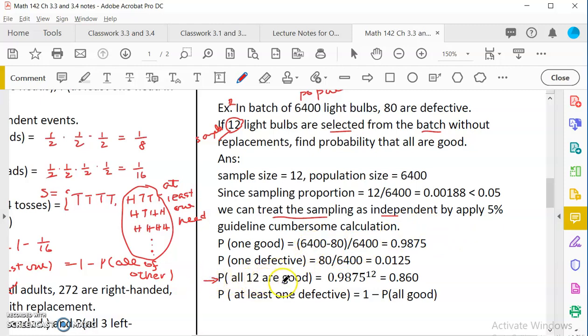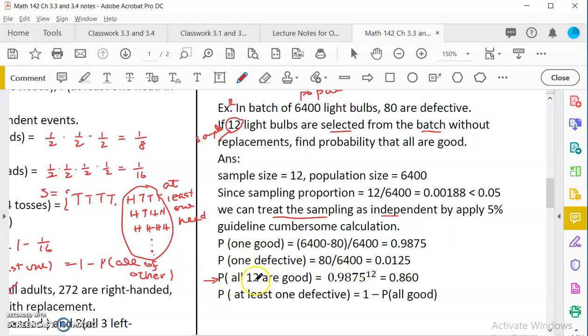So what we can do is all 12 are good would be the first is good. So you have to look at how you can get one good and also one defective. So one good is how many are good? 6,400 minus 80, which is 0.9875 of the total. What is the probability of you selecting one? So this is like last time. One that is defective is 80 over 6,400, and that is this number. So it's still just one. Now we move on to 12.